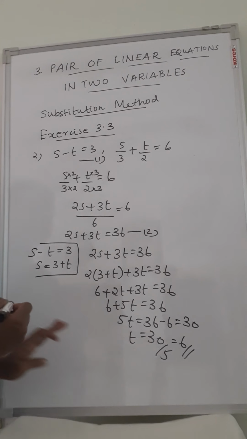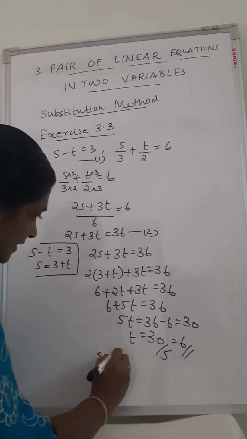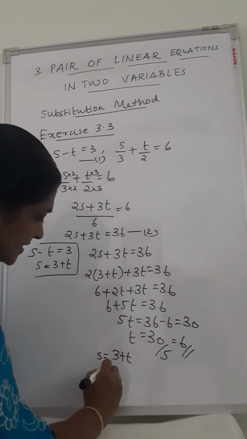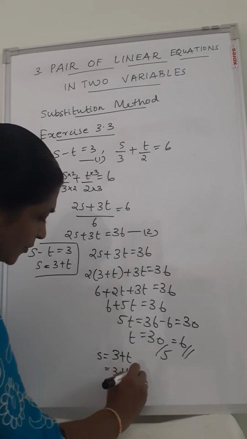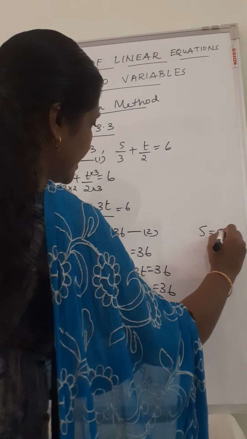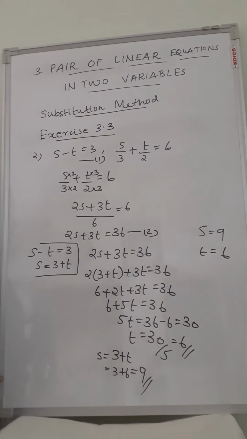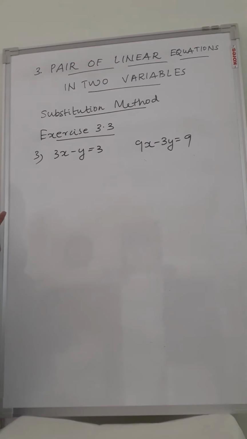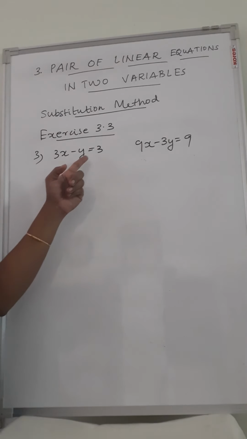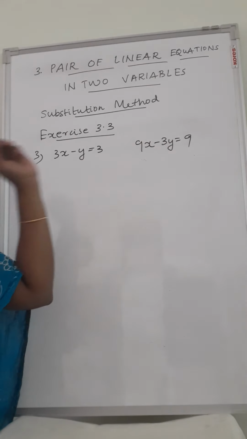Okay, t is equal to 6. Then s is equal to 3 plus t, that is 3 plus 6 is equal to 9. Then the value of s is equal to 9 and t is equal to 6. Then move on to the third question. The third question is 3x minus y is equal to 3 and 9x minus 3y is equal to 9.